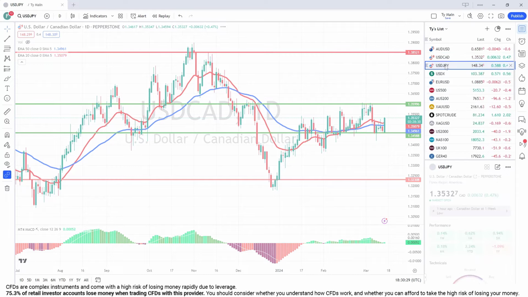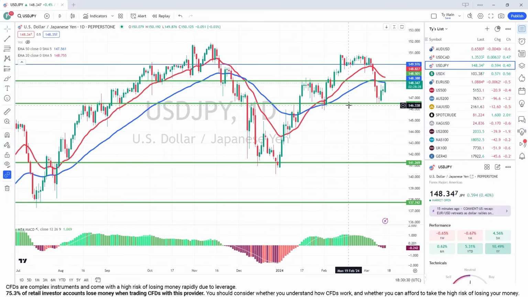So we'll move over to the US dollar yen now, and yeah, this did exactly what we wanted it to do as well. It bounced off at that 146.50 level really nicely, and basically went up straight into the resistance at 148.50. So pretty good trading on that one.